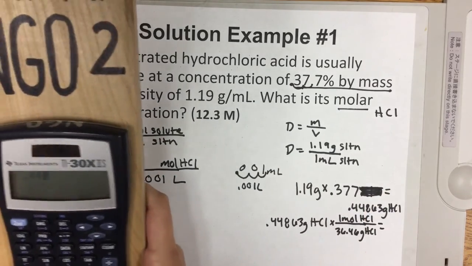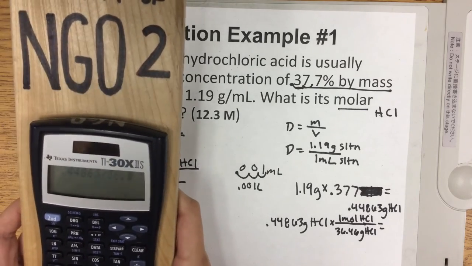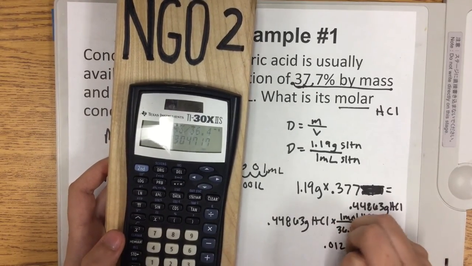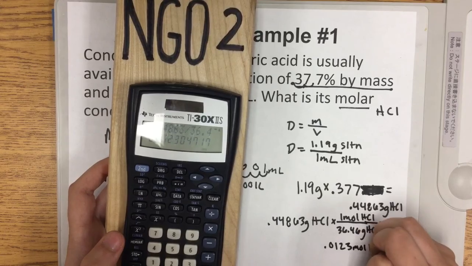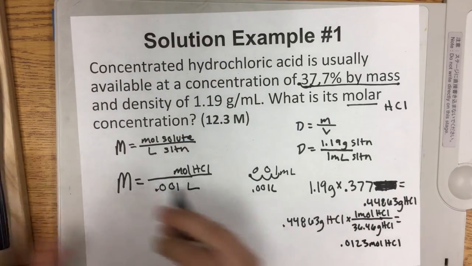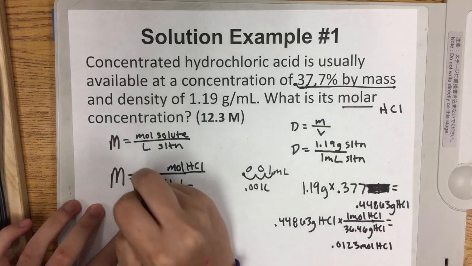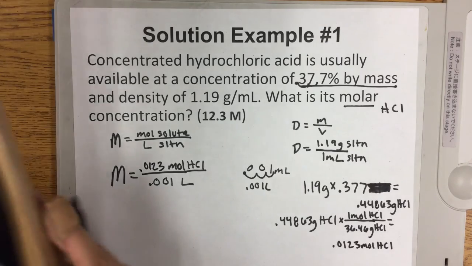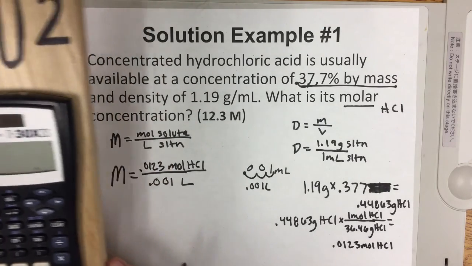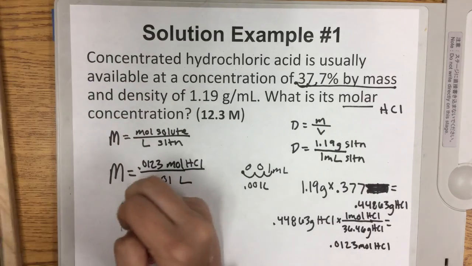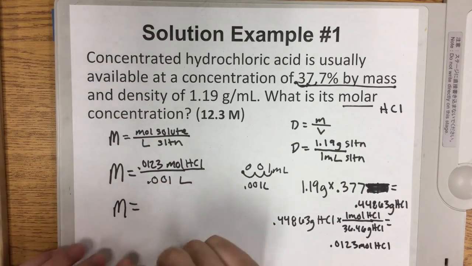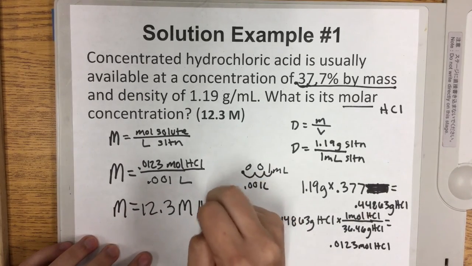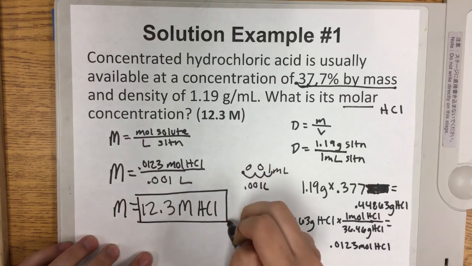And now if we just plug this into the calculator, we get 0.0123 moles of HCl. So now if we put this into our molarity equation, 0.0123 moles of HCl per 0.001 liters, and then if we divide this number by 0.001, we get the molarity to be 12.3 molarity of HCl. So this is our final answer.